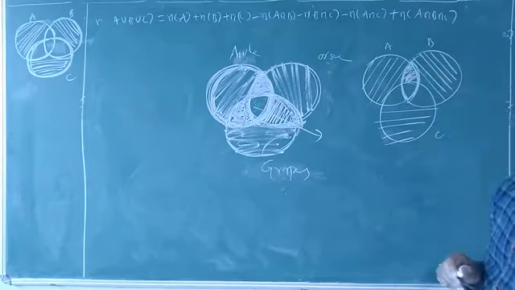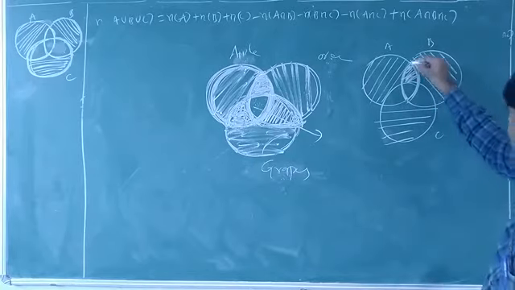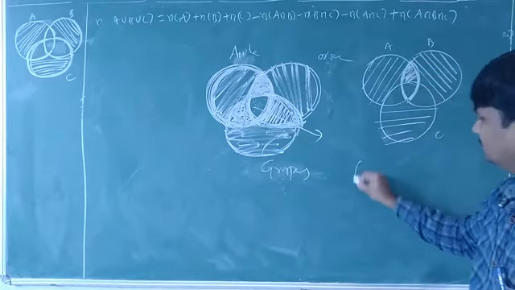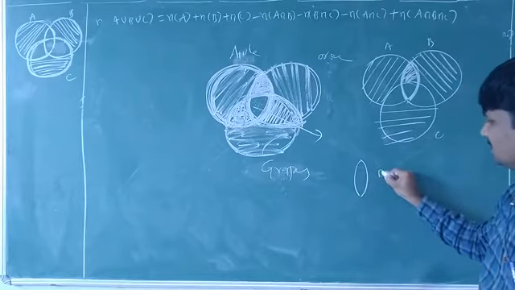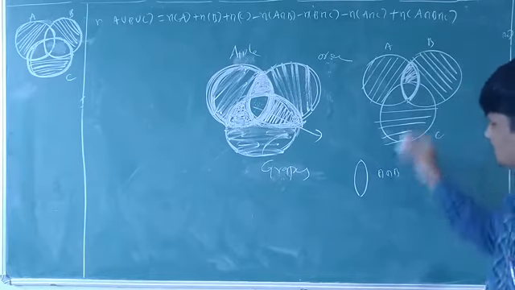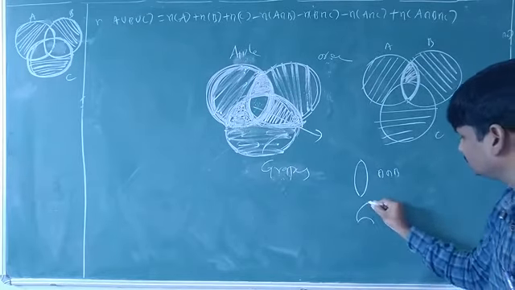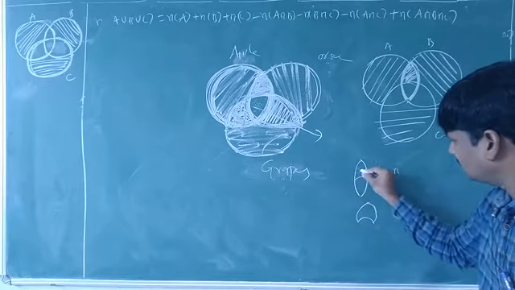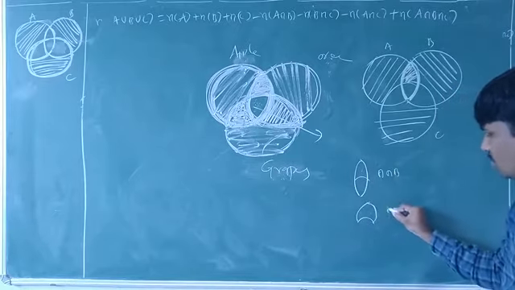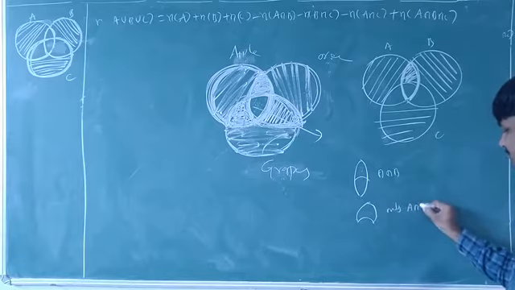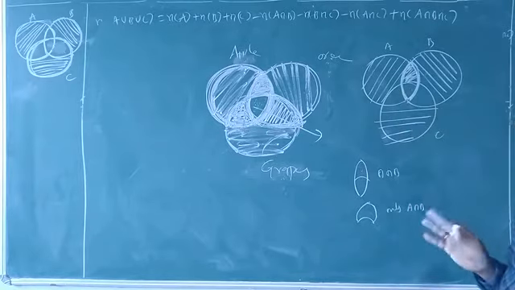Only A intersection B. This total part is A intersection B. See, it is A intersection B. Only this half part, this part only. What about this one? Only A intersection B. That means this common part will not come.